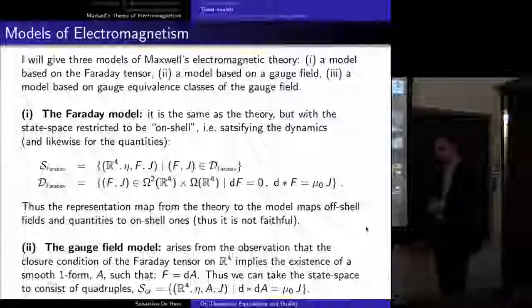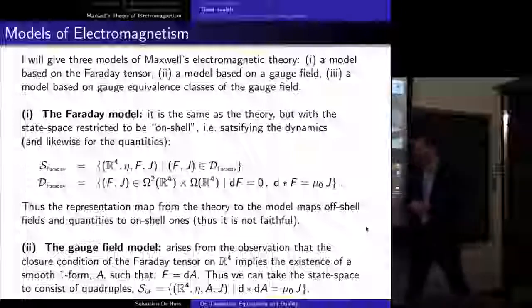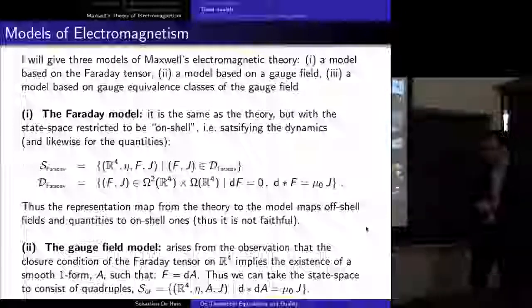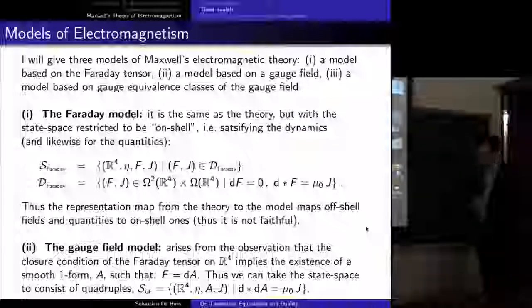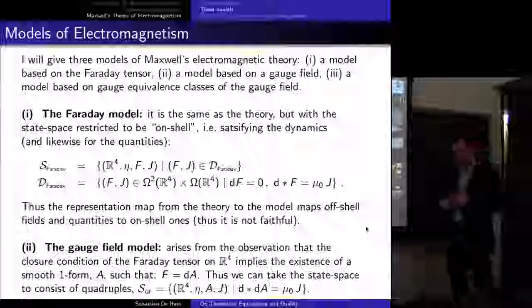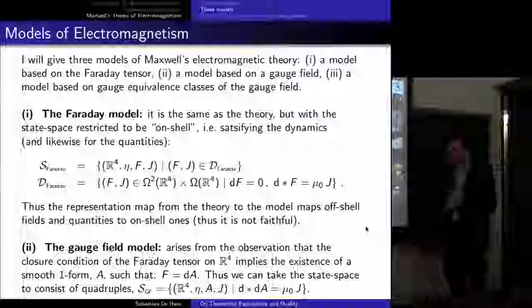So the representation map from the theory to the model maps off-shell fields and quantities to on-shell ones. So it is not a faithful map, but it is a homomorphism. It is a representation of this theory in my sense. So it is a model.